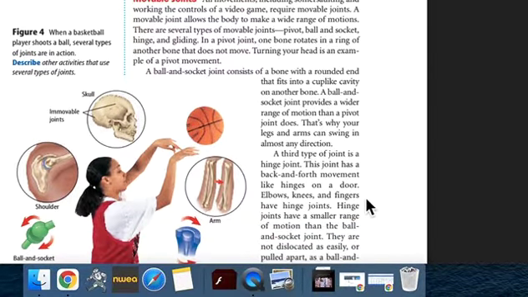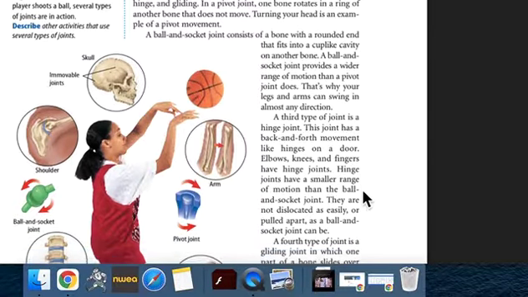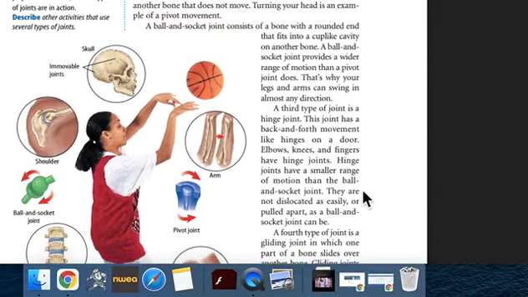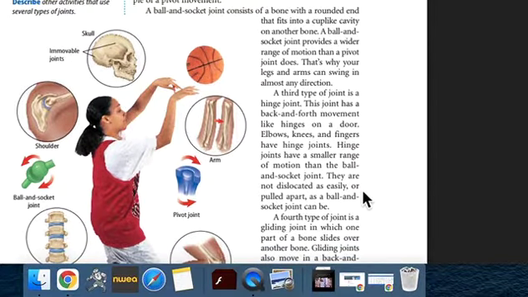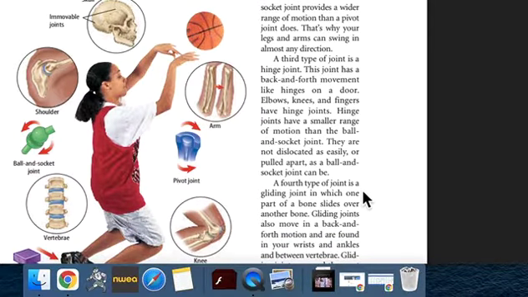The third type of joint is a hinge joint. This joint has a back and forth movement like hinges on a door. Elbows, knees, and fingers have hinge joints. Hinge joints have a smaller range of motion than ball and socket joints. They are not dislocated or pulled apart as easily. The ball and socket joint can be.